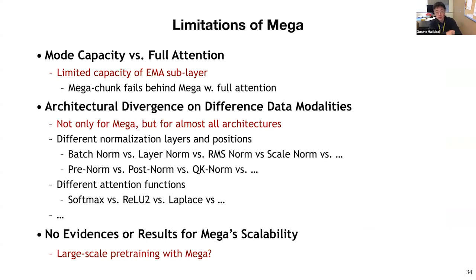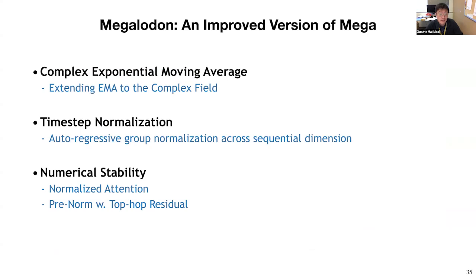and there's no experiments for large scale pre-training with Mega. So based on these three limitations, we developed our second version, which we named Megalodon. So basically we have three modifications for the architecture.